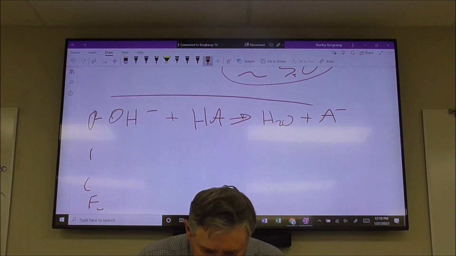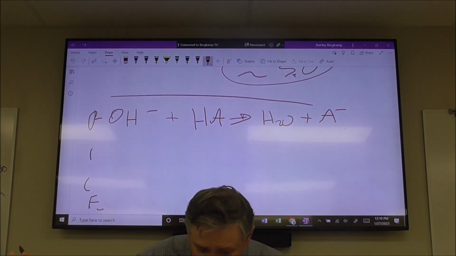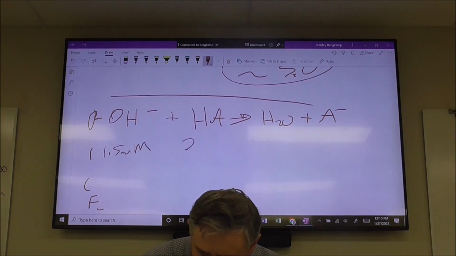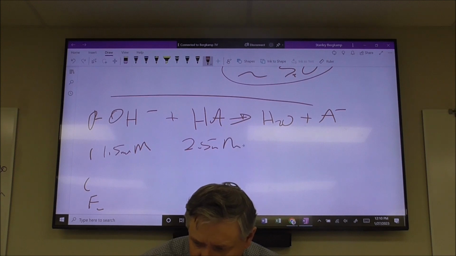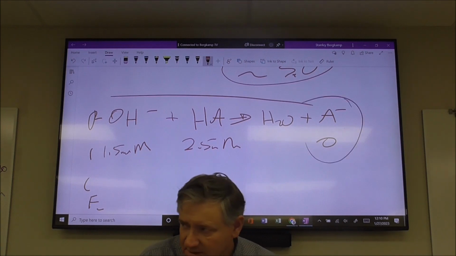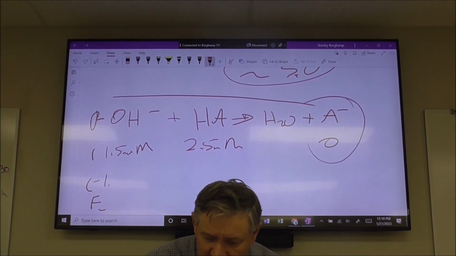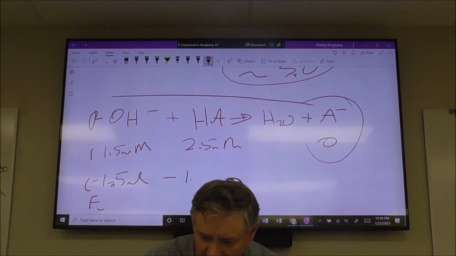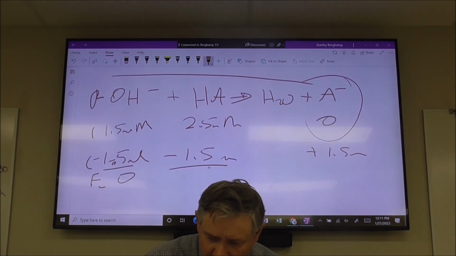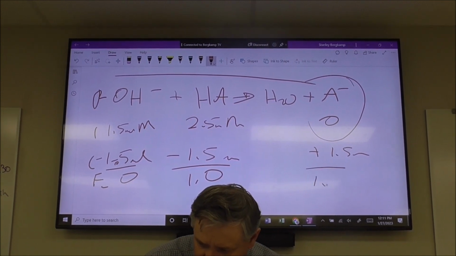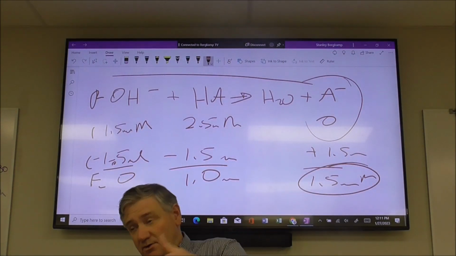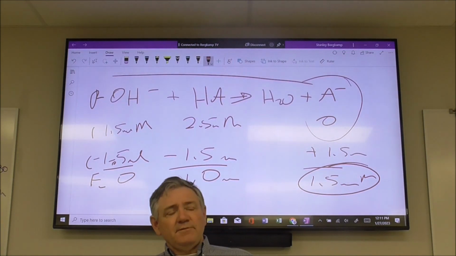So on this one, here's what you got. I did it in millimoles, okay? So I got 1.5 millimoles of my base. I got 2.5 millimoles of my acid, and I have no anions, okay? It's a non-buffered solution. So you assume that this starts at 0. Now, all of that hydroxide is going to get used up because that's the smallest amount. So you have -1.5, +1.5, okay? And that goes to 0. This becomes 1. This becomes 1.5, right? Because we're going to add over here on this side because you're adding to that. You're making more anions.